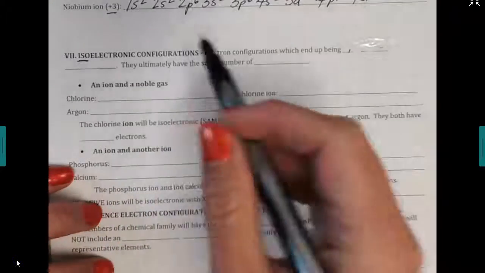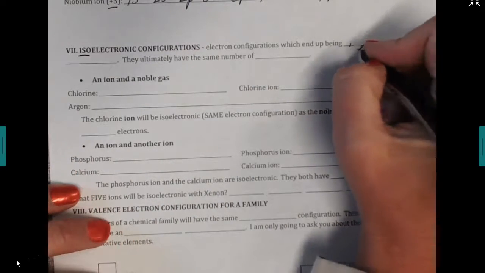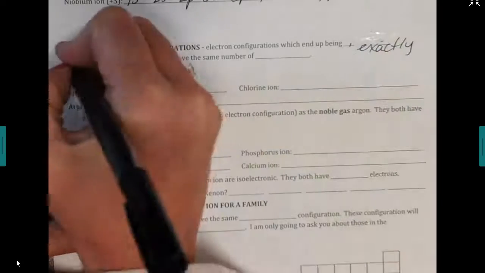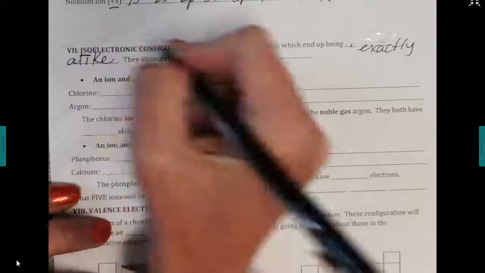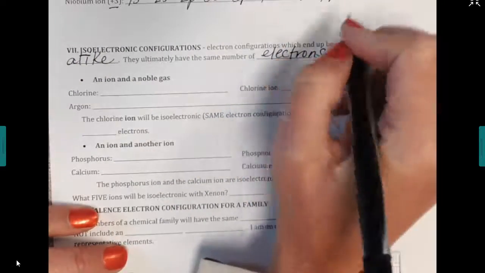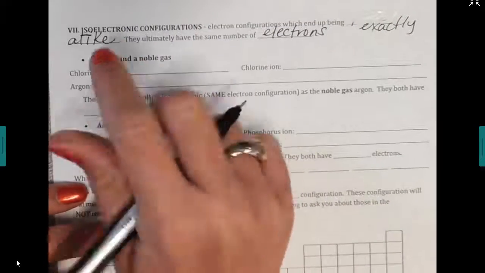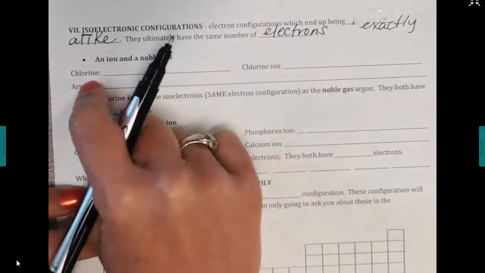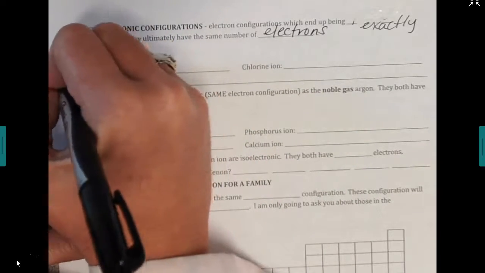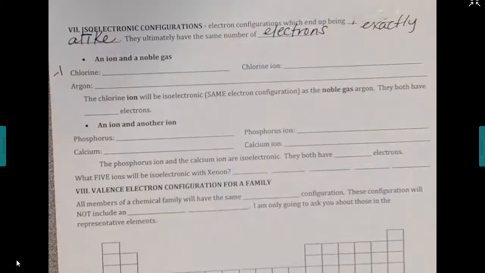Okay. So iso, meaning the same. Electron configurations end up being exactly alike. They ultimately have the same number of electrons. So, for instance, an ion and a noble gas. Let's look at that example. Chlorine. Chlorine we know is an anion and has a -1 charge, so it's going to gain 1 electron. So let's write that configuration down.